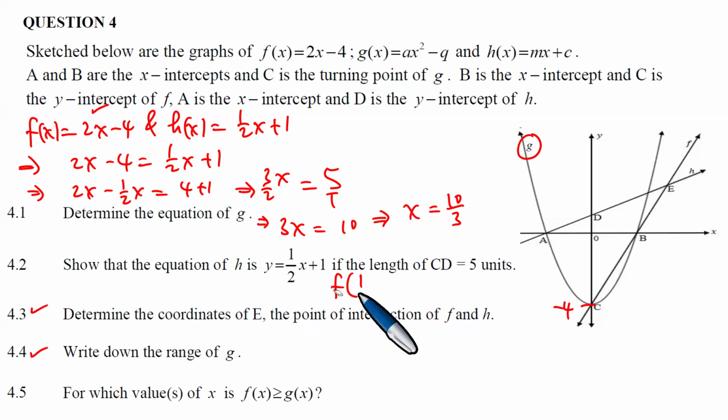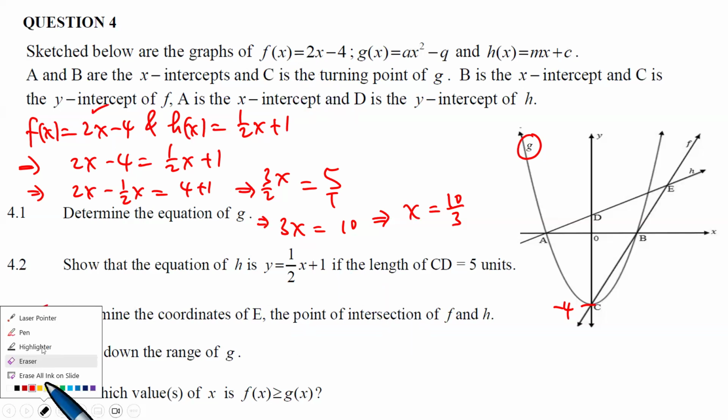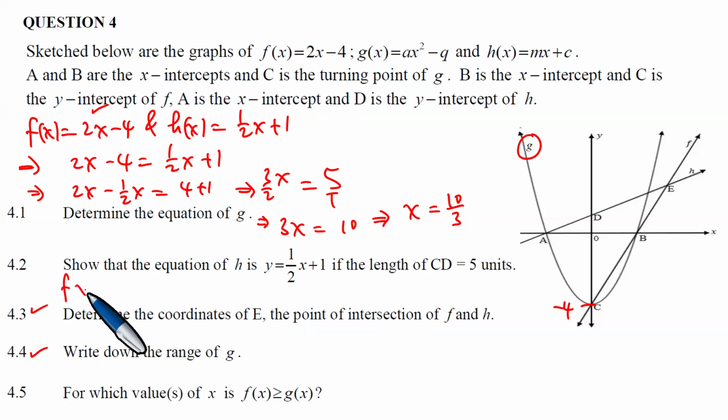We can start here. This equation of f of x is given in the exam, so let's just use it. We have f of x equals 2x minus 4. These are like simultaneous equations. To find the point of intersection is like simultaneous equations. You get x and then you must also get y.